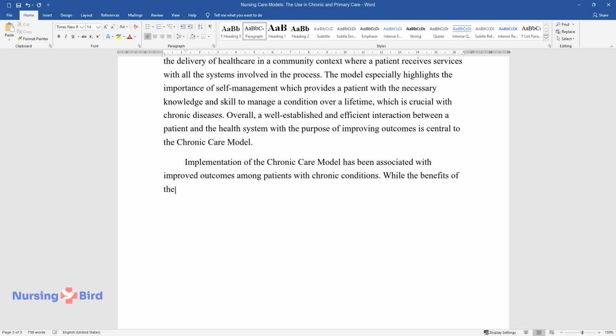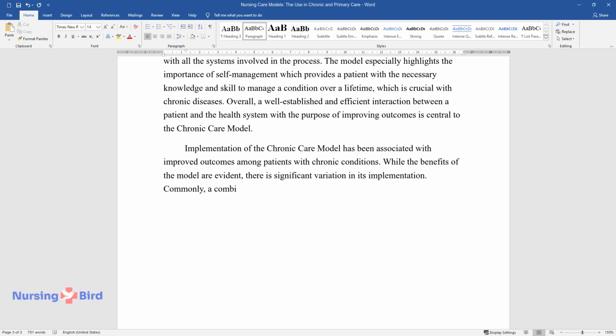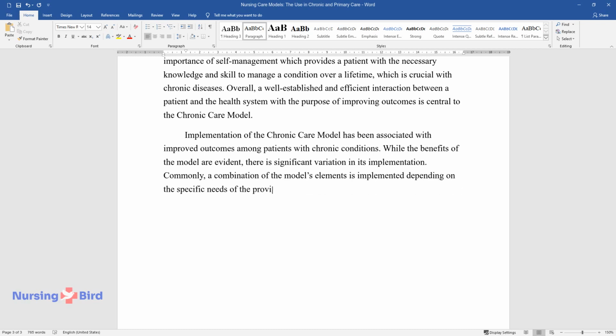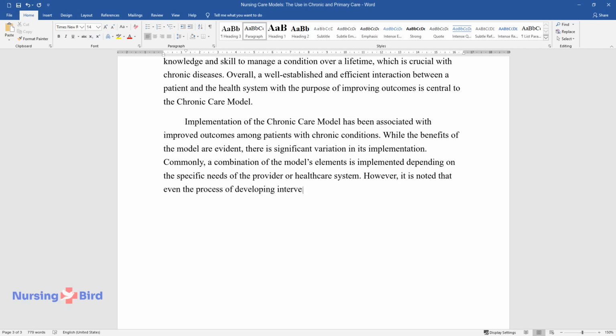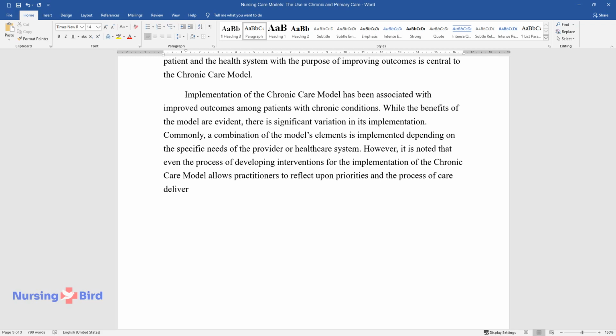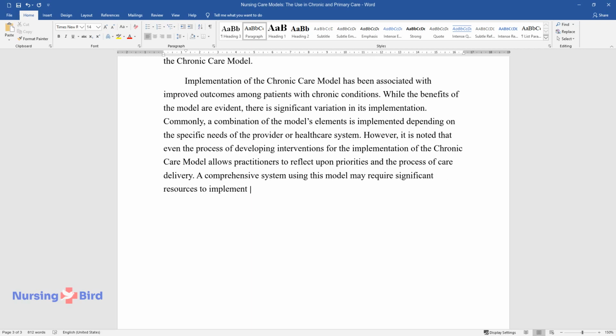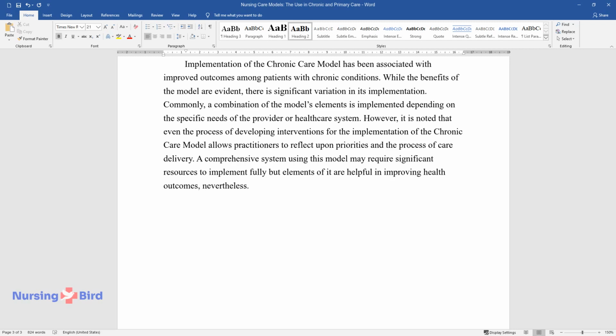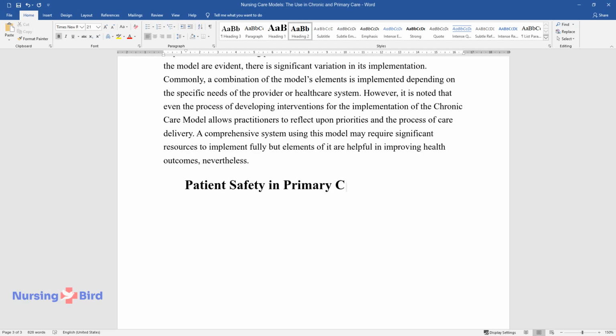While the benefits of the model are evident, there is significant variation in its implementation. Commonly, a combination of the model's elements is implemented depending on the specific needs of the provider or healthcare system. However, it is noted that even the process of developing interventions for the implementation of the chronic care model allows practitioners to reflect upon priorities and the process of care delivery. A comprehensive system using this model may require significant resources to implement fully, but elements of it are helpful in improving health outcomes, nevertheless. Patient safety in primary care.